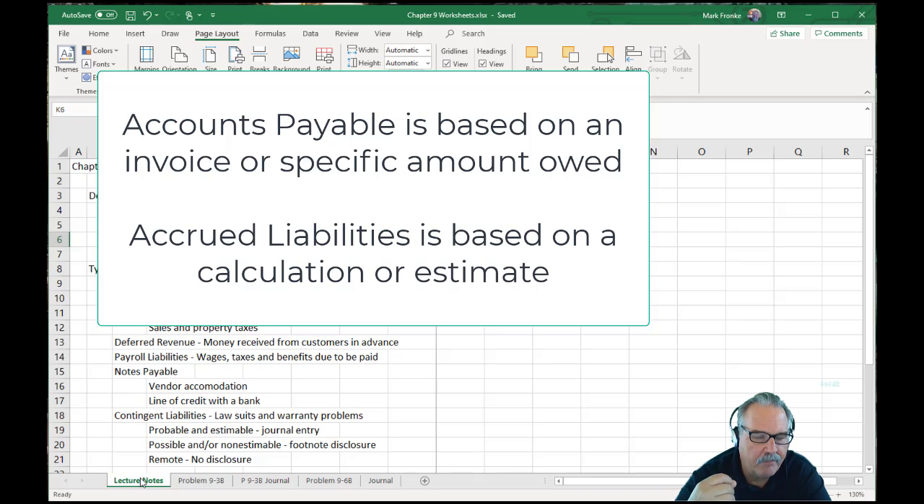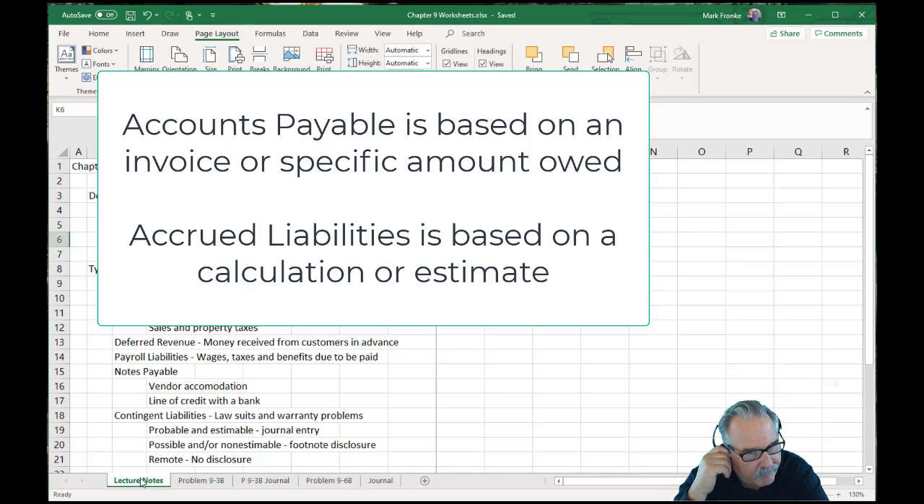Accrued liabilities are based on a calculation. There's lots of different types of accrued liabilities: warranties or vacation pay or salaries and wages that we haven't paid yet, sales tax, property taxes. Those kinds of things fall in the category of accrued liabilities. In other words, we don't have an actual invoice, but it's based on some sort of a calculation.